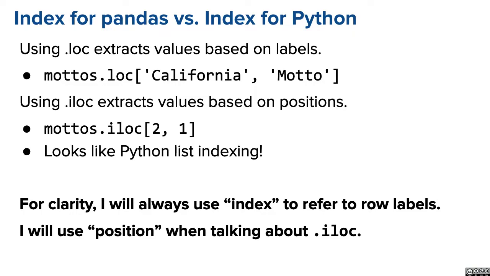So I will say something like models.iloc[2, 1] gets the row at position 2 and the column at position 1. I will just not use the word index at all, except to refer to the collection of labels for the rows. Okay.